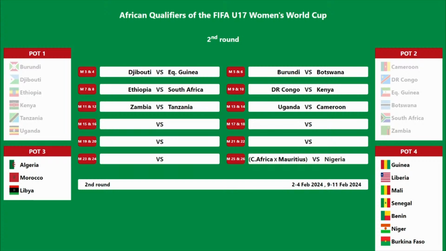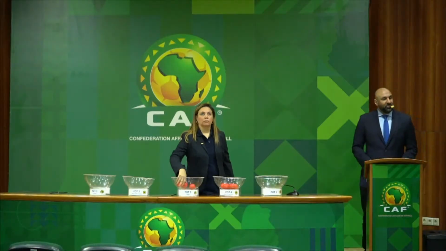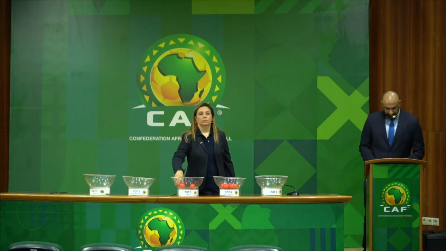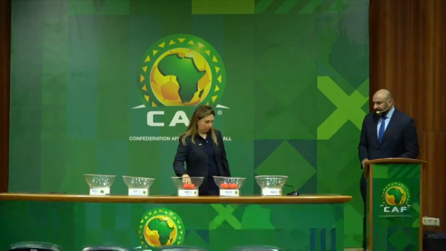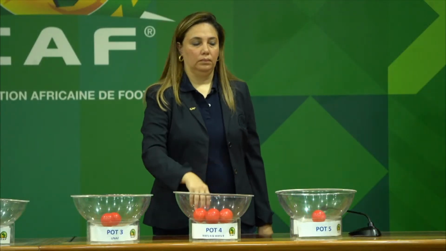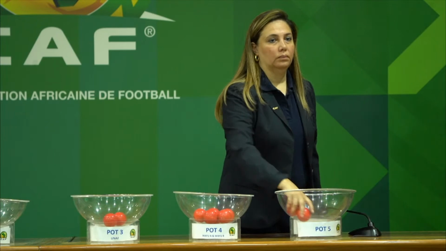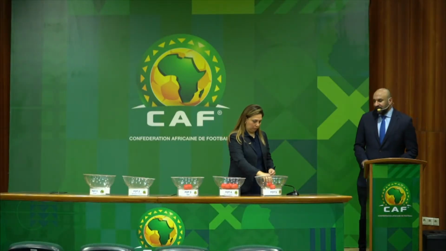Now we are going to proceed with pot 3 and 4. In pot 3 we have 3 teams only. In pot 4 we have 7 teams. So the first 3 teams drawn from pot 4 will play against the 3 teams of UNAF, and the remaining 4 will play against each other. Let's start by taking one ball from UNAF, from Algeria, Morocco and Libya. And they will play against the team that will be drawn from the zones of WAFU A and WAFU B. The first team drawn will play the first leg at home.